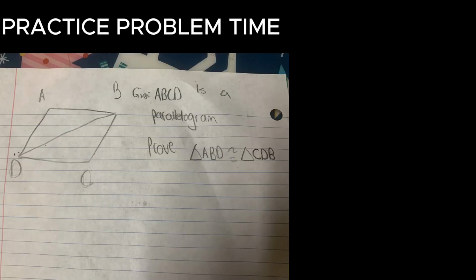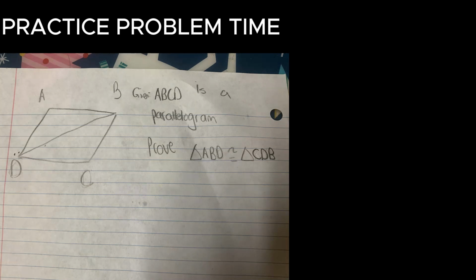Yes, your favorite time of the video. It's time for the two column proofs. So, given that ABCD is a parallelogram, prove that triangle ABD is congruent to triangle CDB. Okay? I'll give you a few moments. Feel free to pause the video.